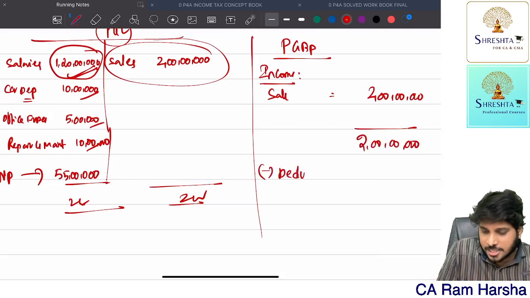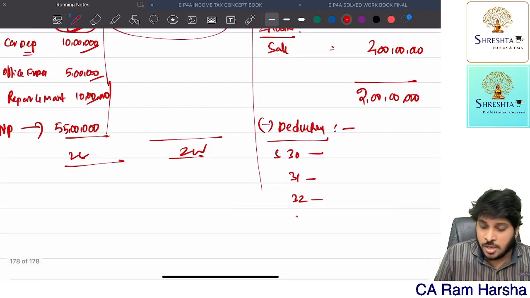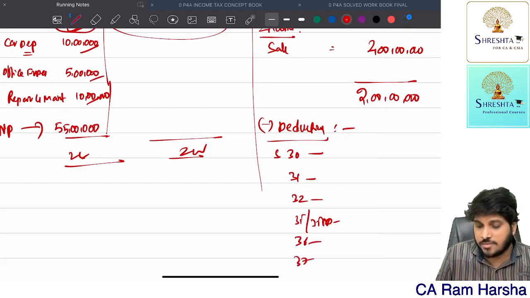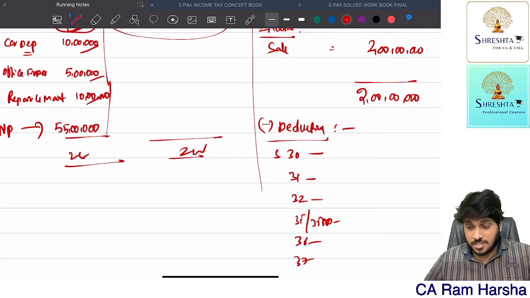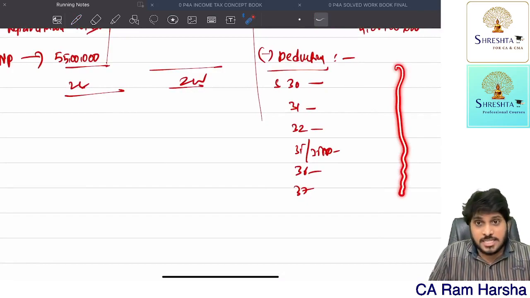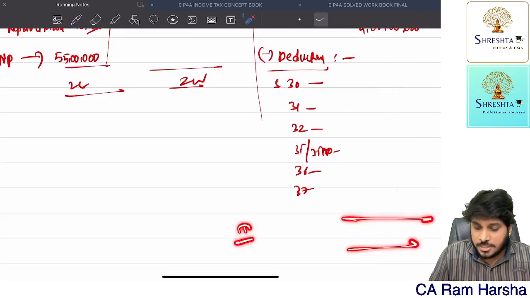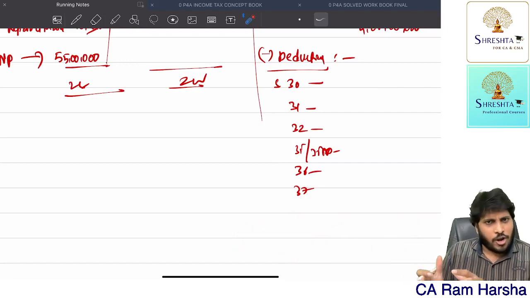Total income 2 crore, minus deductions. Now let us look at deductions. Deduction under section 30, how much? Section 31, how much? Section 32, how much? Deduction under 35, 35AD, all that, how much? 36, how much? 37, how much? Section wise we need to see the deductions. Once I reduce all these deductions, what is the final amount? This is income from business or profession. Am I following the correct approach?